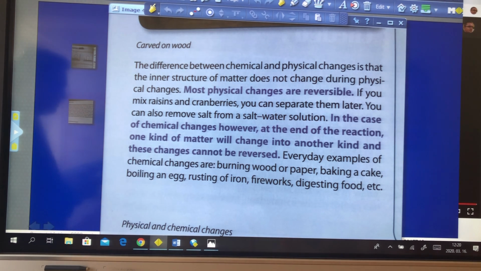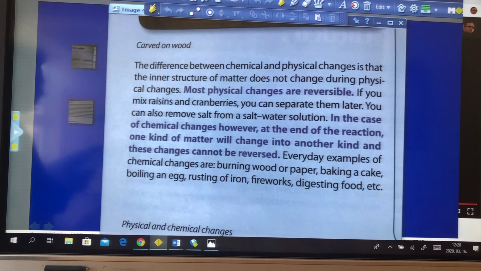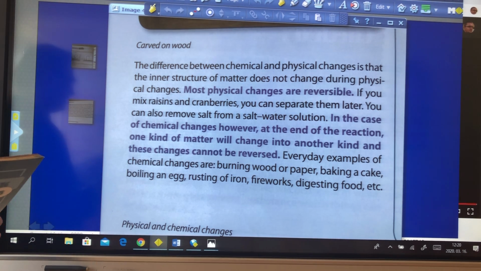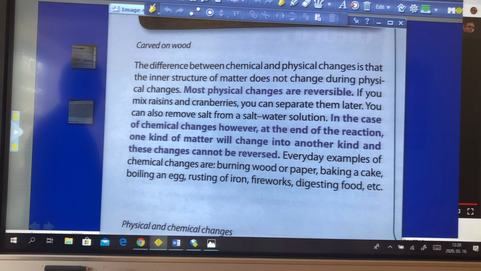In the case of chemical changes, however, at the end of the reaction, one kind of matter will change into another kind, and these changes cannot be reversed. This change is irreversible. Everyday examples of chemical changes are burning wood or paper, baking a cake, boiling an egg, rusting of iron, fireworks, digesting food, and so on and so forth.